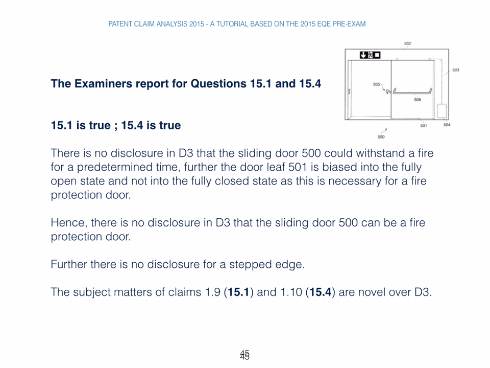So the examiners put 15.1 and 15.4 together because they're both dealing with novelty. And they say 15.1 is true, 15.4 is true. There is no disclosure in D3 that the sliding door could withstand a fire for a predetermined time. Further, the door leaf 501 is biased into the fully open state and not into the fully closed state as this is necessary for a fire protection door. Hence, there is no disclosure in D3 that the sliding door can be a fire protection door.